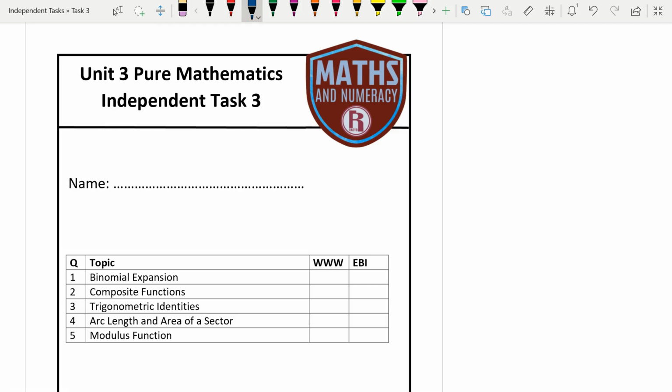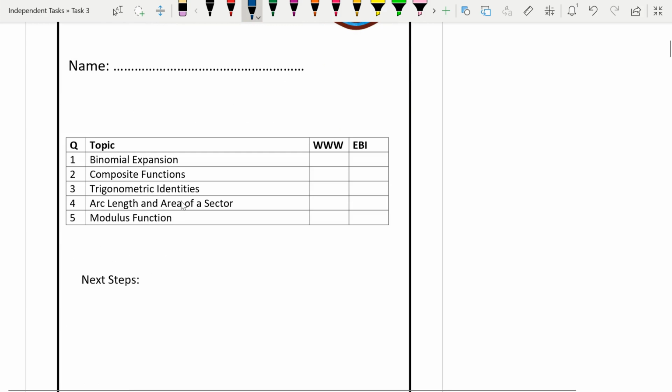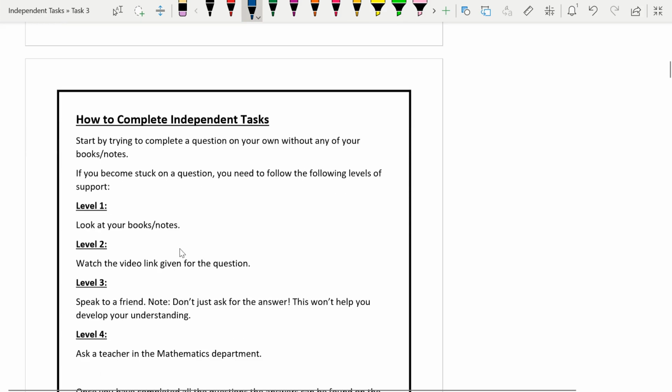Hi guys, and in this video we're going to look at the Unit 3 Independent Task 3. So in this booklet you had the 5 questions: binomial expansion, constant functions, trigonometry identities, arc length and area of a sector, and also modulus functions. So you should have already had a go at the 5 questions and then got to a level of support.